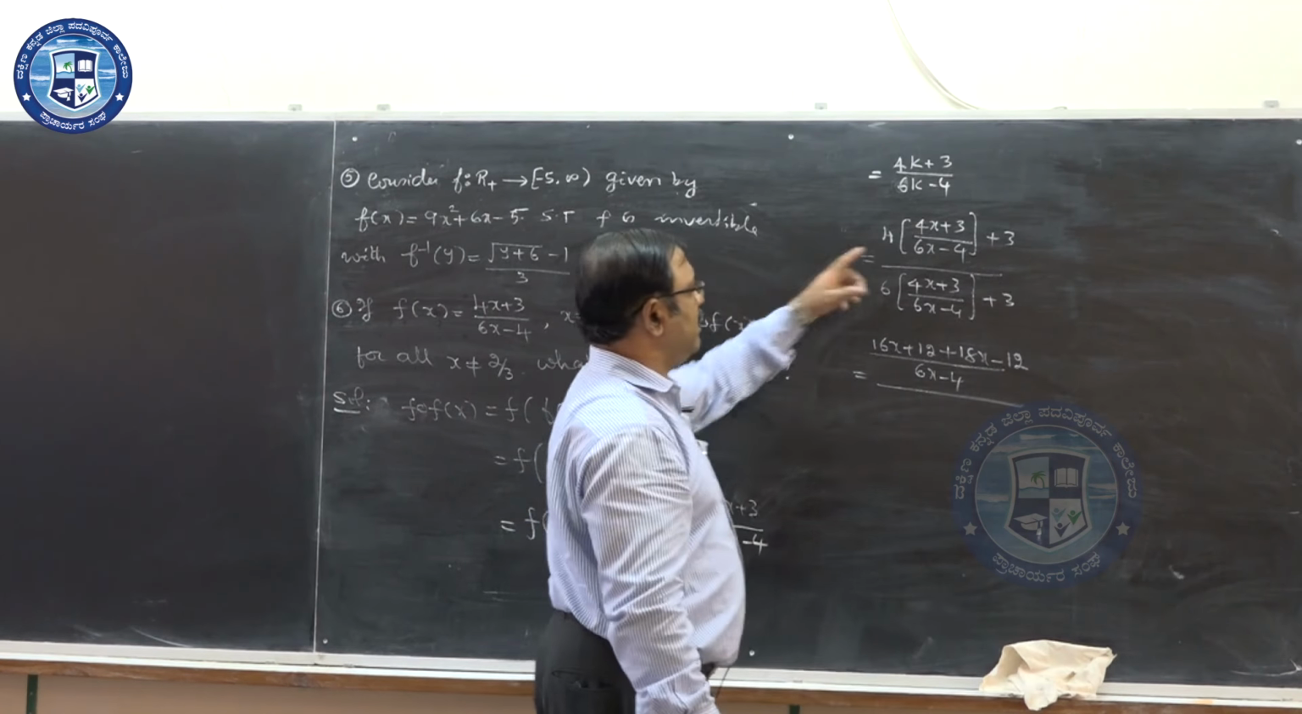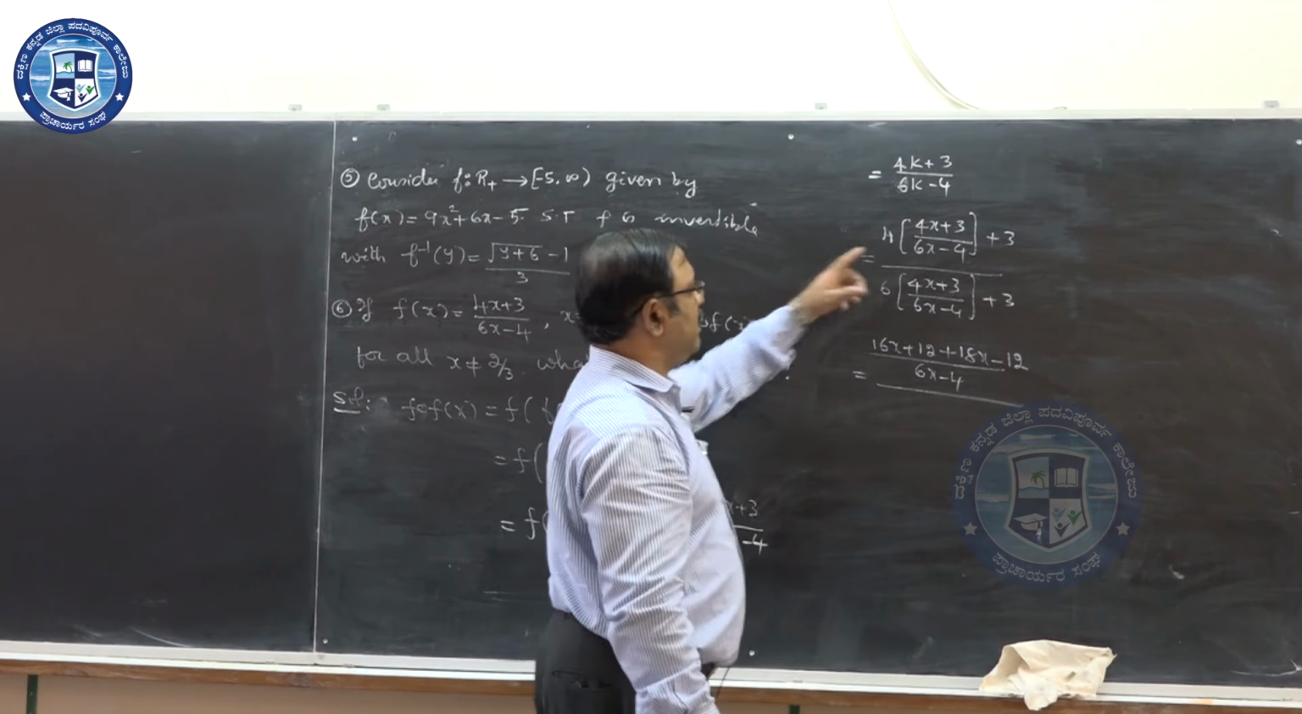Sorry, in the denominator 6 into 4x, it is minus 4. So, minus 24 plus 16. 6x minus 4 cancels. Now, 12 cancels. Here, 24 cancels. So, what is that? 16x plus 18x, 34x by 34. Therefore, f composite f of x is equal to x.